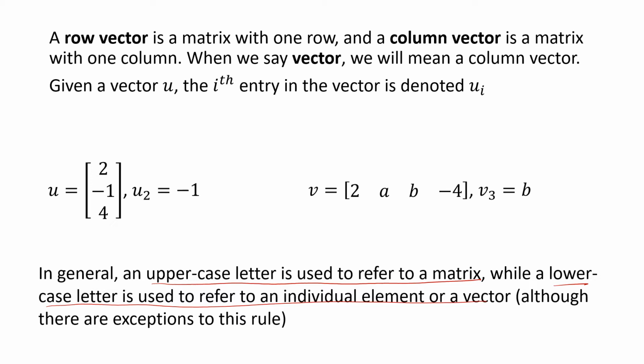So just a couple of examples. U equals that, a column vector, or a vector. If we talk about u2, when u is a vector, u2 is the second element of the vector, so the -1. So the ith entry in the vector. If we have a row vector, which we will use a little bit in this course, but not nearly as much as column vectors, we can also denote it by a lowercase letter, and the same thing, v3 is the third element in that row vector.